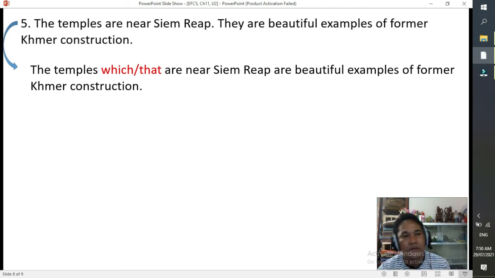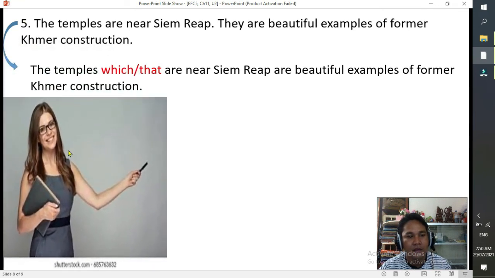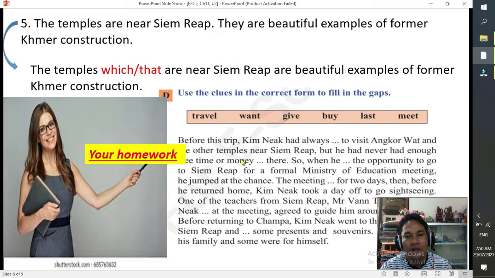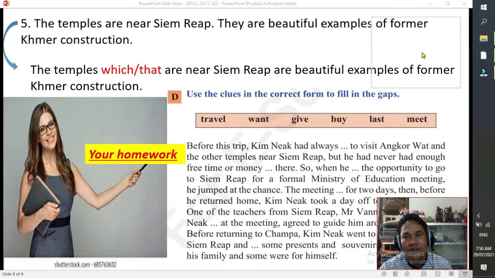So now we have done it already. Yeah. What is she pointing at? Okay, she's pointing to your homework. So now the time is nearly up and the unit is nearly ended. So it's time for your homework. This homework I set for you is in section D.